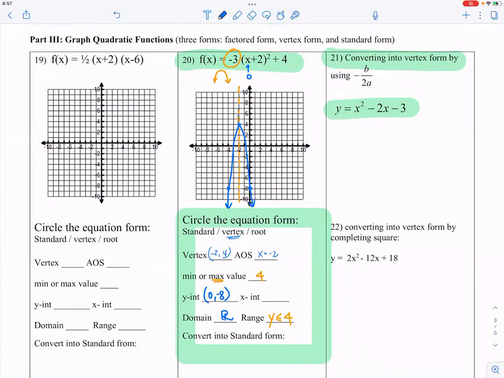All right, now take a moment to work on number 21. Go ahead and take a look at 21. Convert that into vertex form. How do you go from a standard form to a vertex form?